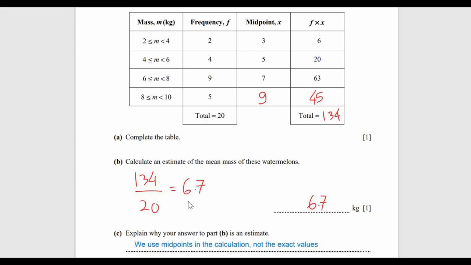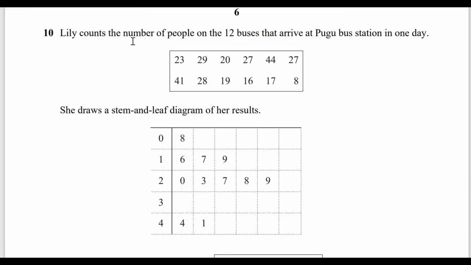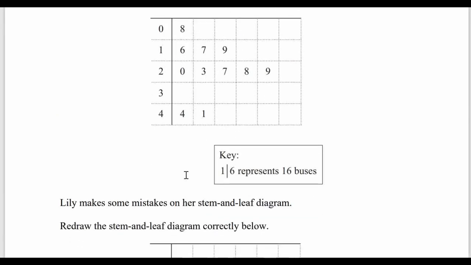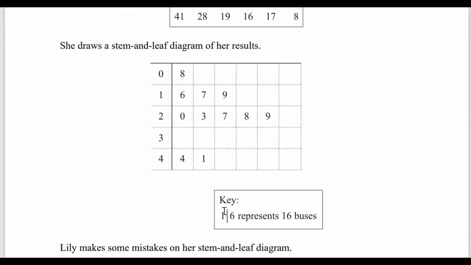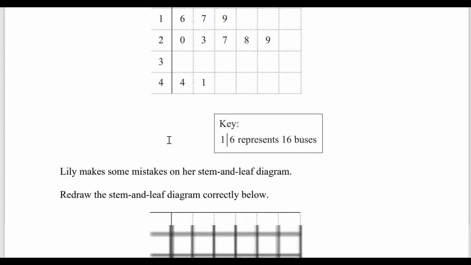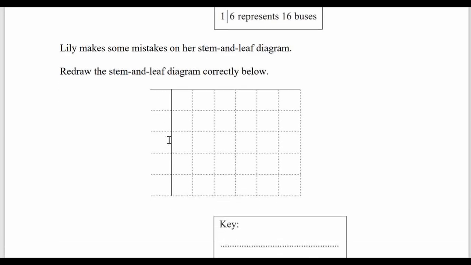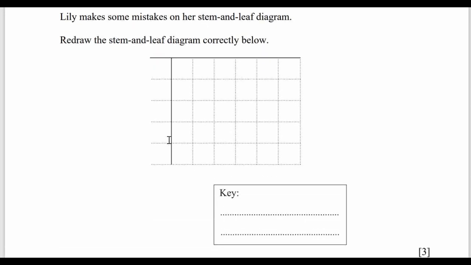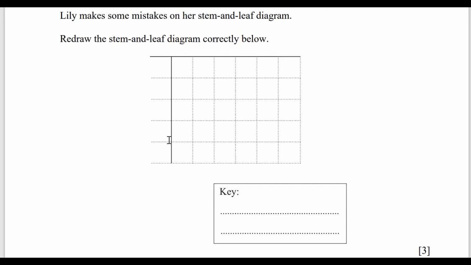Next, number 10. Lily counts the number of people on the 12 buses that arrive at Pugu bus station in one day. So 1, 2, 3, 4, 5, 6, 12 data. She draws a stem and leaf diagram on her result here. The diagram has a key: 1/6 represents 16 buses. This is her diagram. So Lily makes some mistake on her stem and leaf diagram. Redraw the stem and leaf diagram correctly below.